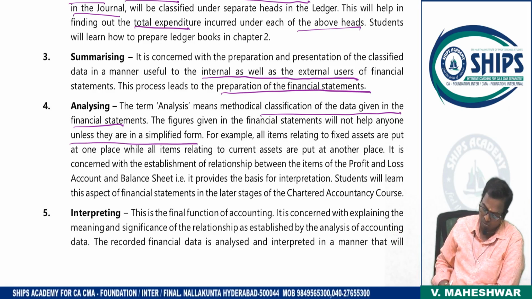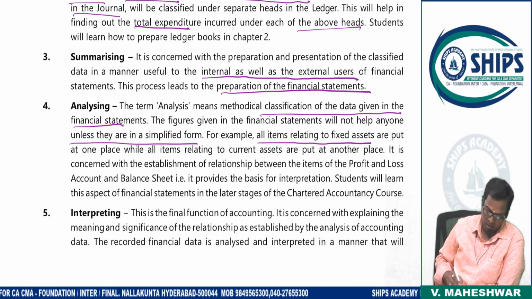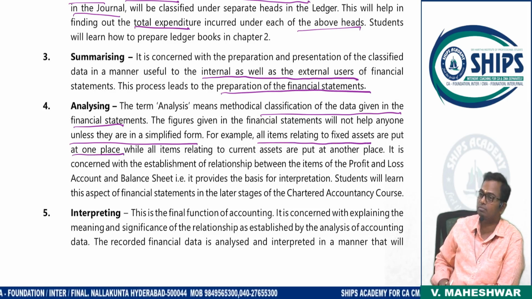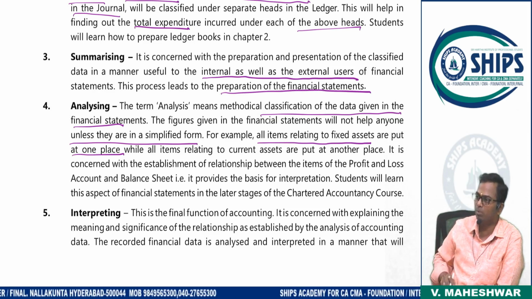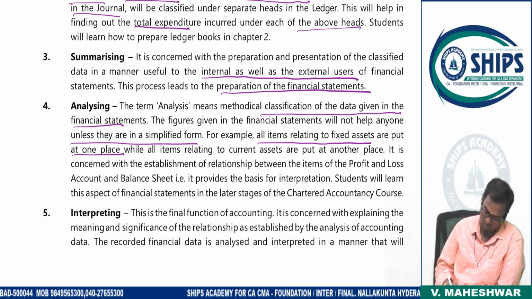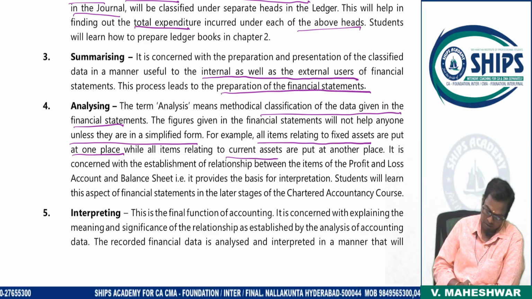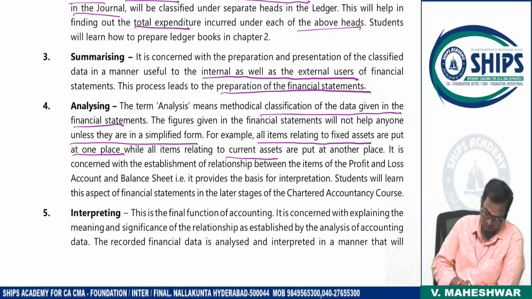So simplified form, for example, all items related to fixed assets are put at one place. All fixed assets-related parts should be written at one place, then only can we do it easily. That is analyzing. While all items related to our current assets are put at another place, it is concerned with the establishment of relationship between the items of the profit and loss account and the balance sheet.